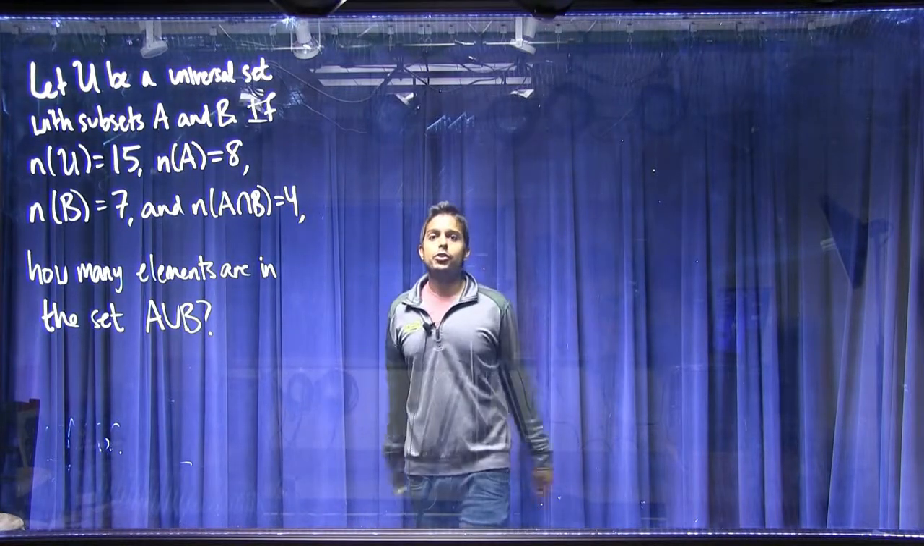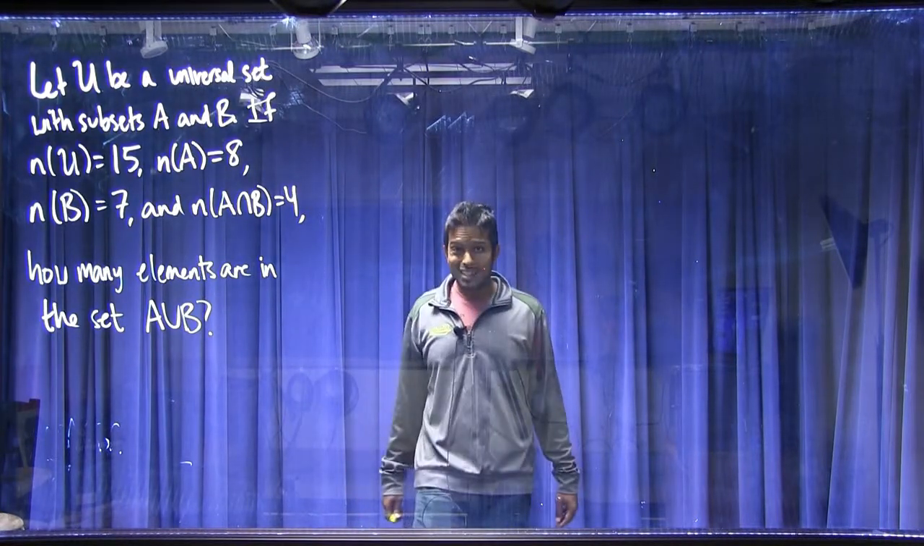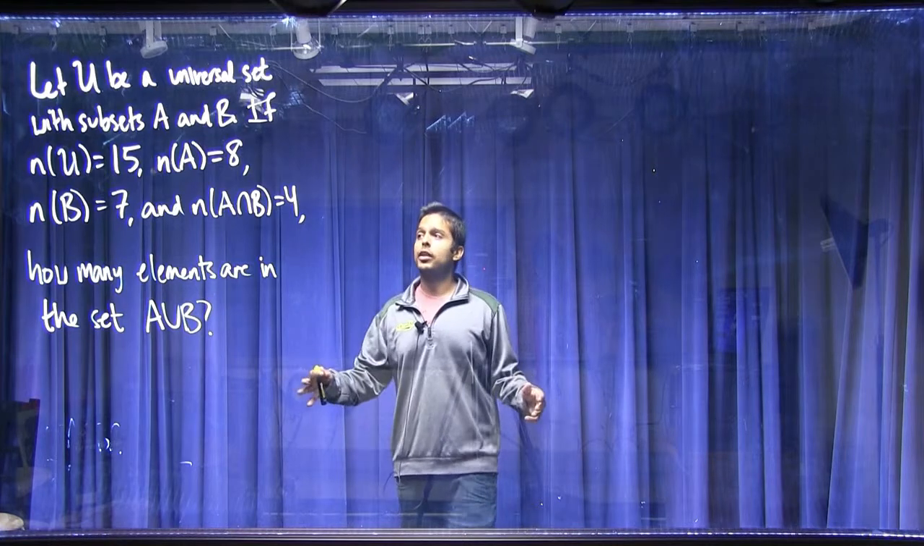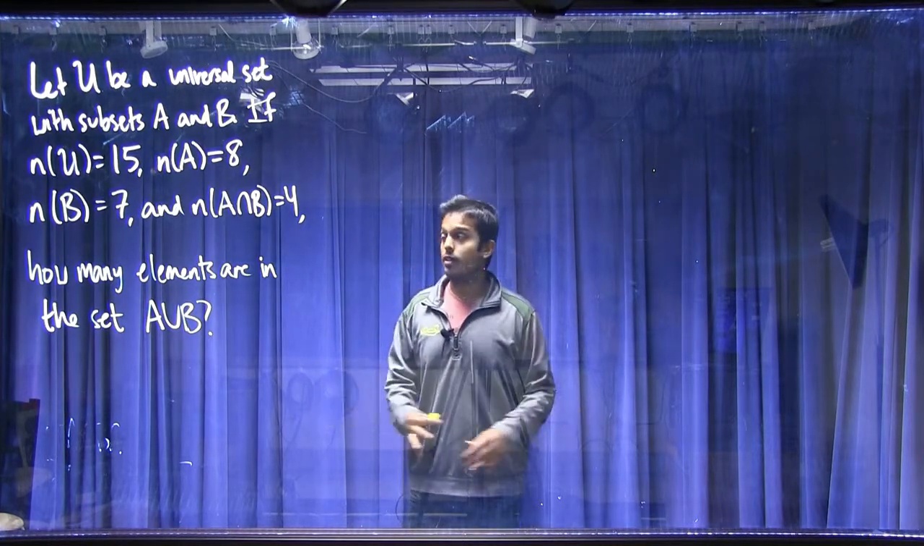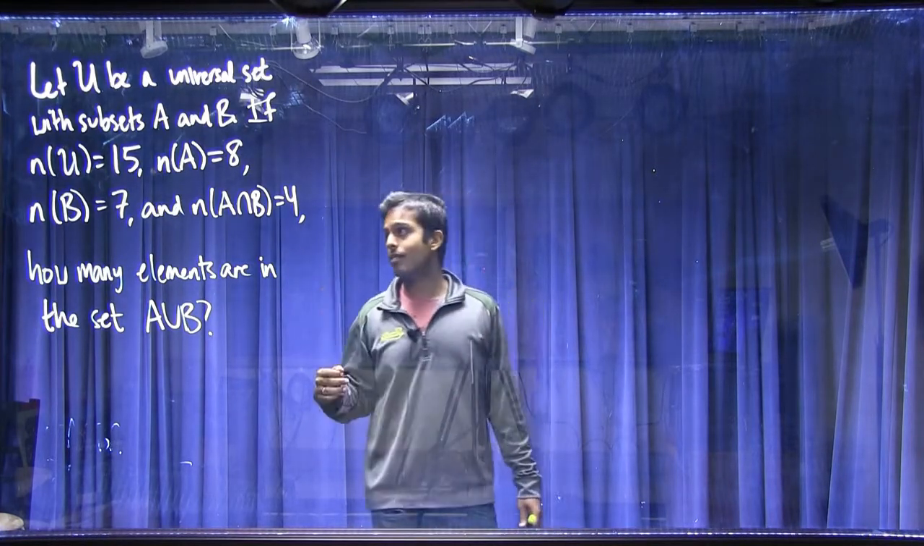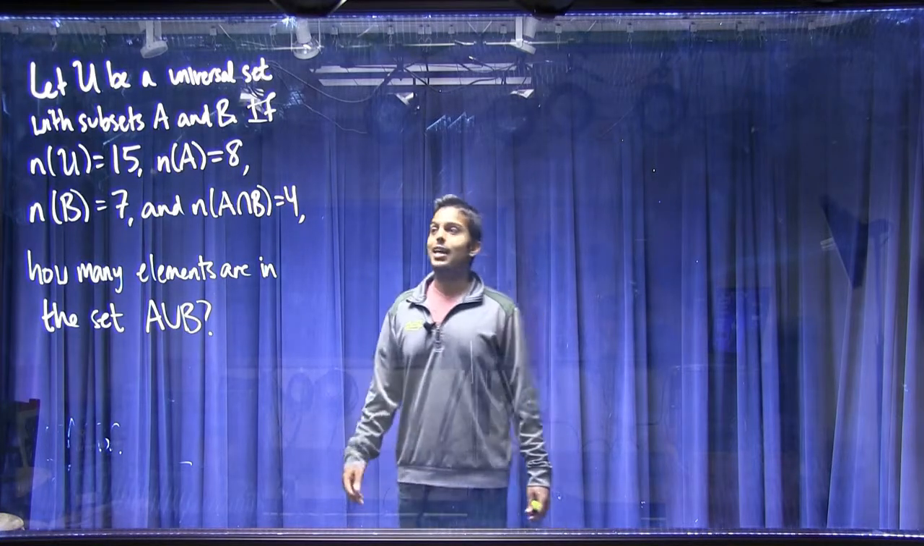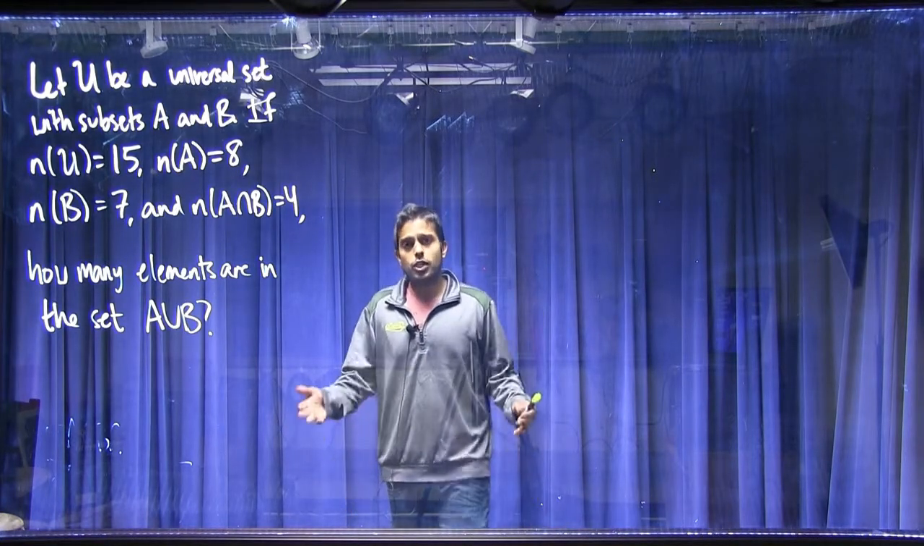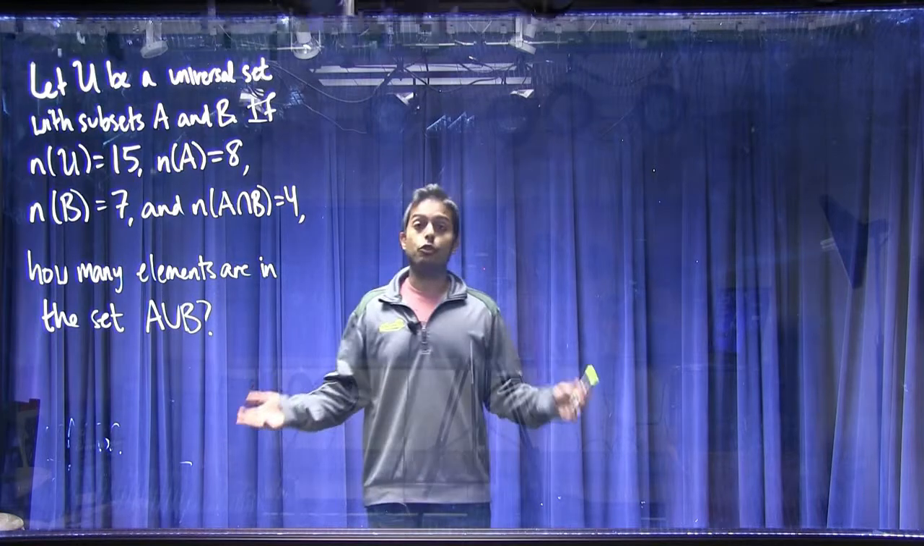So we've got a universal set U, and it has a couple of subsets A and B, and we know a few things about how many elements are in some of these sets. So U has 15, A has 8, B has 7, and A intersect B has 4. And the question is, how many elements are in the set A union B?